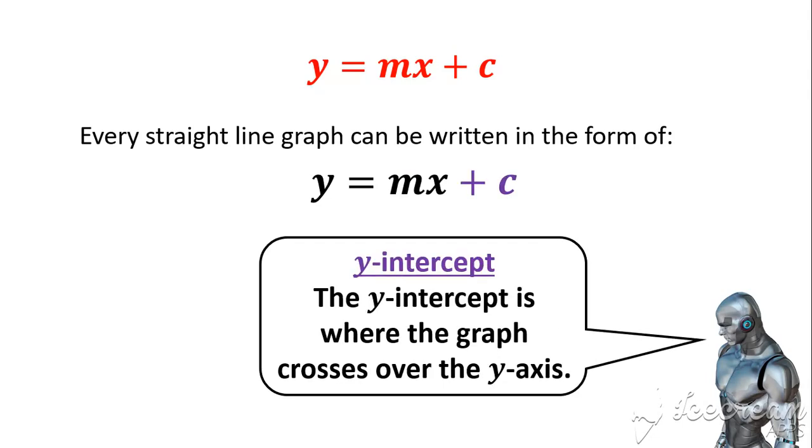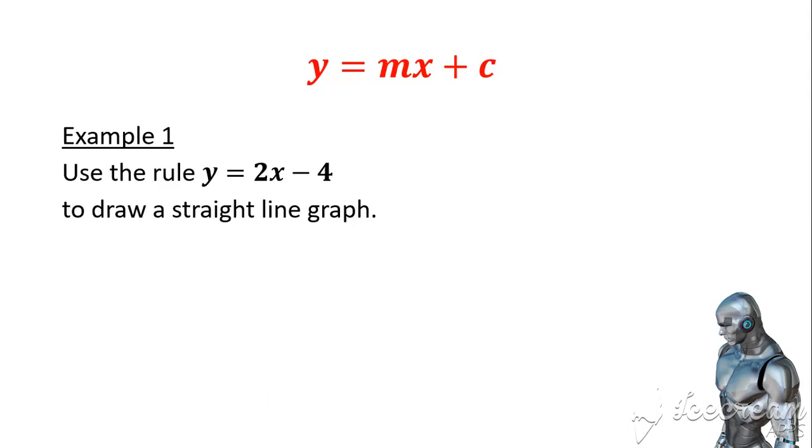So the number c is called our y-intercept. The y-intercept is where the graph crosses over the y-axis. Okay, so let's use these two bits of knowledge to see if we can draw this straight line graph and not set up a table.